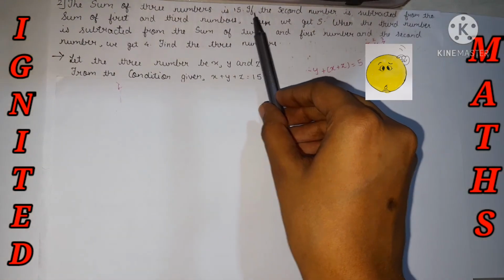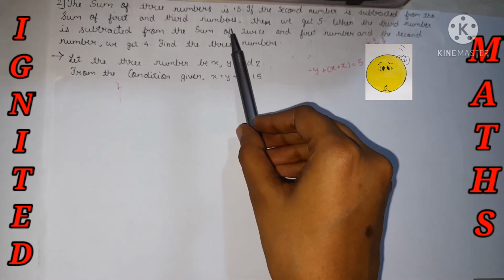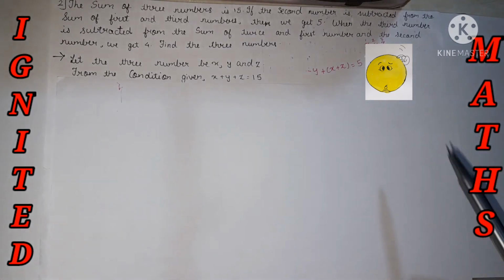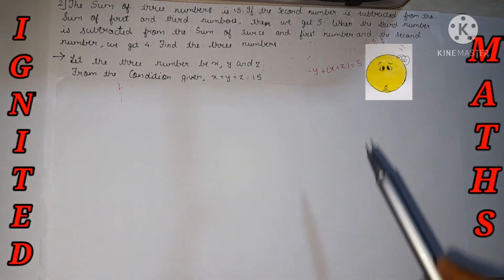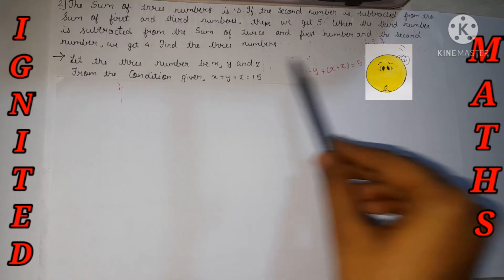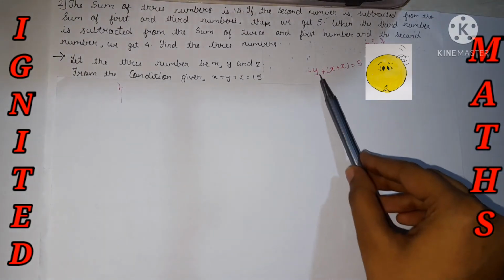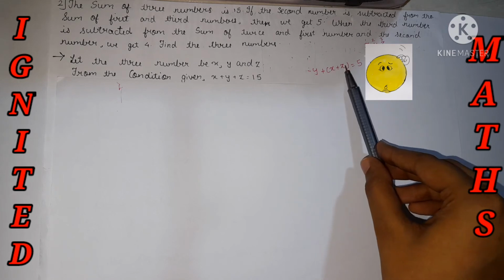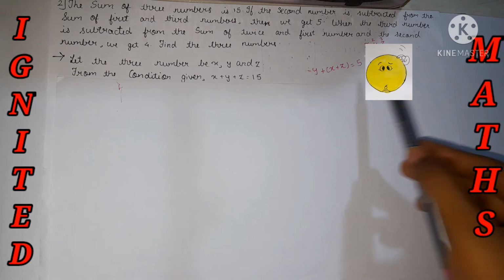And the second equation: if the second number is subtracted from the sum of the first and third number, then we get 5. That is nothing but the second number y is subtracted, that is minus y, from the sum of the first and third number. The sum of the first and third number is nothing but x and z. So if we sum them, then we get 5.